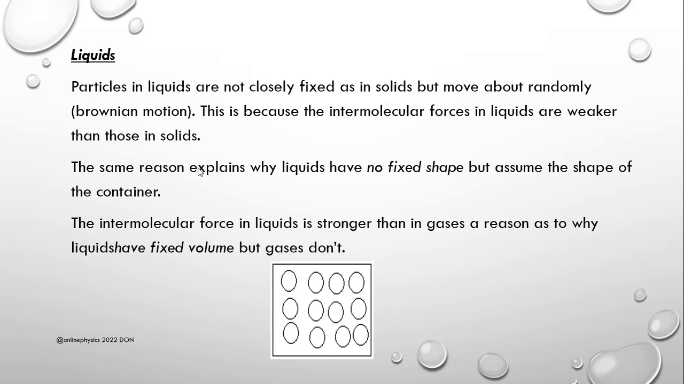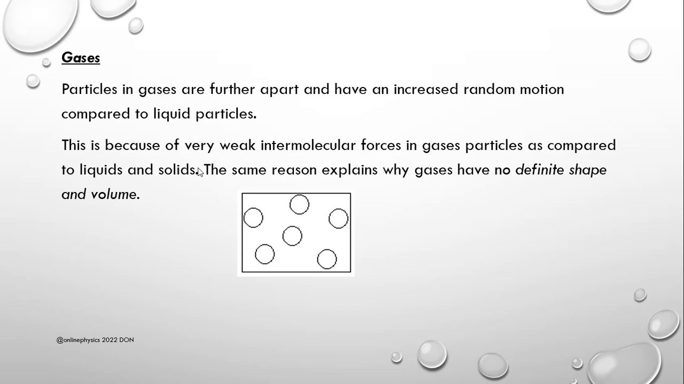Then we have the next one, which is gases. Particles in gases are farther apart and have an increased random motion compared to liquid particles. This is because of very weak intermolecular forces in gas particles as compared to liquids and solids. The same reason explains why gases have no definite shape and volume.